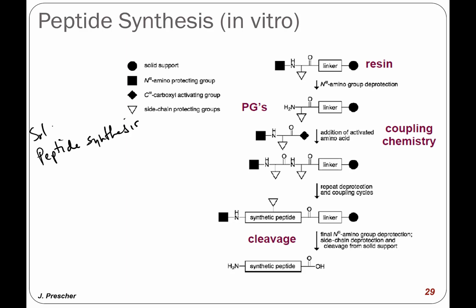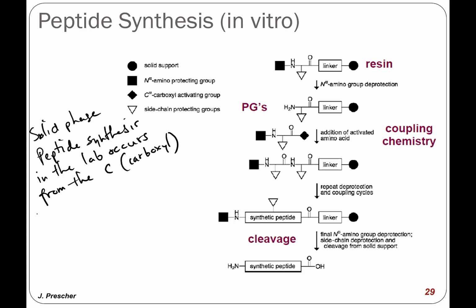But I do want you to know this, that peptide synthesis in the lab, and I'll just put solid phase. Again, there's even multiple ways of doing it now, but solid phase with a resin, peptide synthesis in the lab occurs from the C carboxyl terminus, that means end terminus, right? To the N amino, right? It's nitrogen amino terminus.